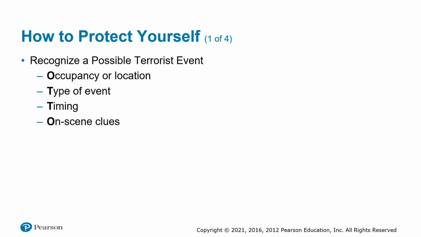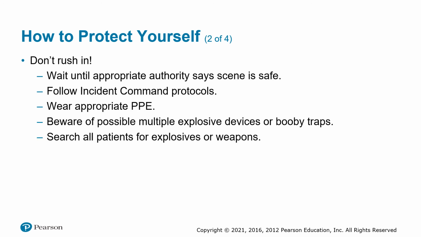So how do we protect ourselves? We want to recognize the possible terrorist event. We've gone through AUTO: occupancy or location, the type of event, timing, and any on-scene clues. Don't rush in. Wait until the appropriate authority says the scene is safe. Follow your incident command protocols. Wear appropriate PPE. Be aware of possible explosive devices or booby traps, and search all patients for explosives or weapons.